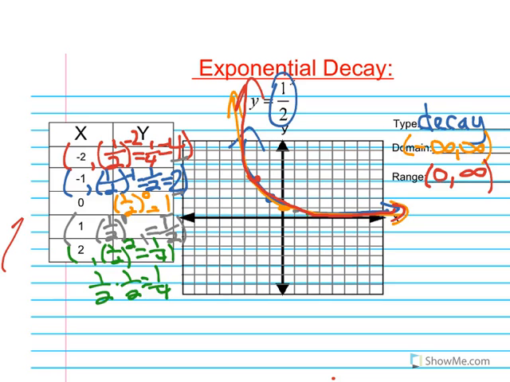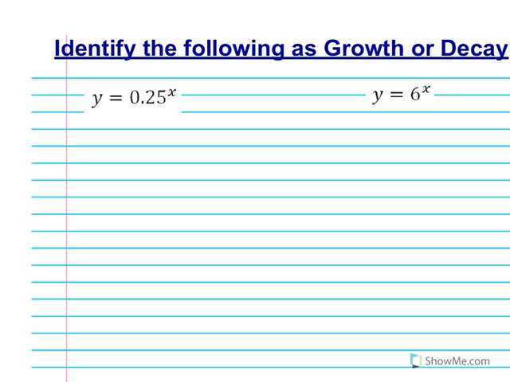So make sure that you have the equation written, the table written, and the 3 questions. So take a moment, look at these 2 examples, and tell me if they are growth or decay. In your notes, I would like you to write the equation. I would like you to underline or circle the base. That is 0.25, which is less than 1. So this is an equation that is decay.